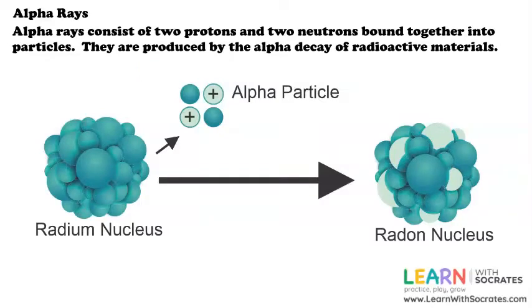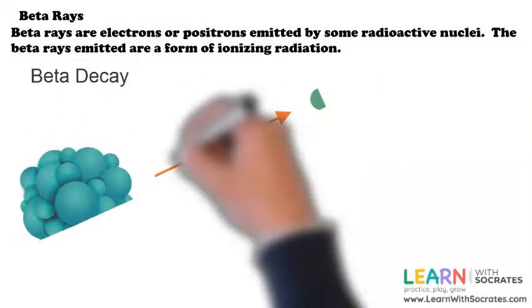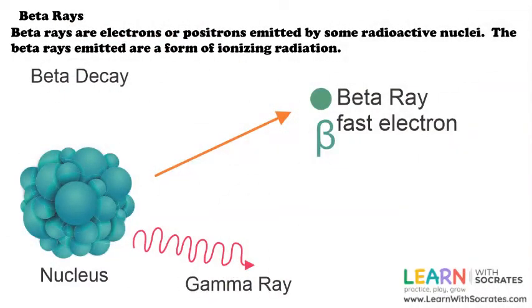Alpha rays. Alpha rays consist of two protons and two neutrons bound together into particles. They are produced by the alpha decay of radioactive materials. Beta rays. Beta rays are electrons or positrons emitted by some radioactive nuclei. The beta rays emitted are a form of ionizing radiation.